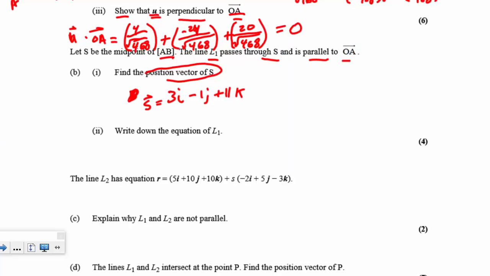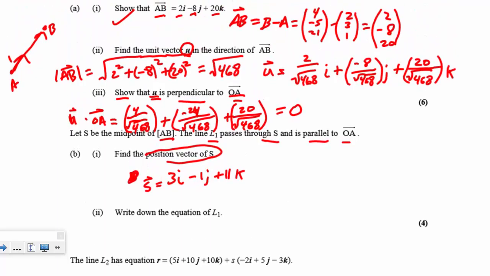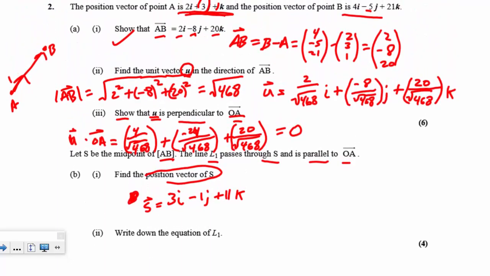Alrighty, so that's useful information for me, because now what I'm going to do is keep in mind that I'm asked to write down the equation of a line, the vector equation of a line. So a line, L1, is given by a point vector plus some sort of scalar, which I could call P, times a directional vector. This point vector is a point on the line, and since we know it passes through S, we'll use this point S as our point. So 3, negative 1, and 11.